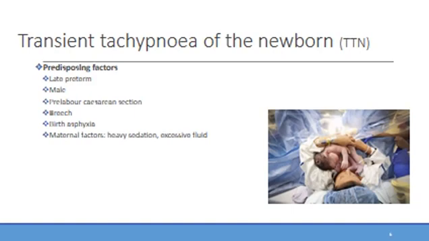It's more common in males. And then pre-labor cesarean section is one of the commonest risk factors, as the baby is not yet ready to be born and the lungs are still actively producing lung fluid, and the lungs then remain quite wet. Also seen in breech deliveries.